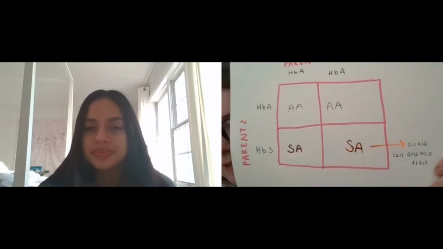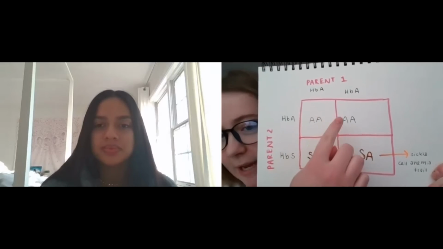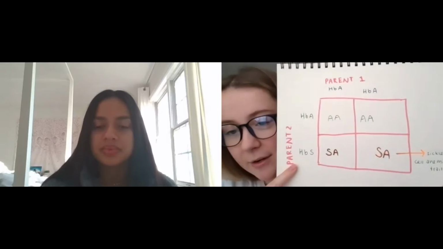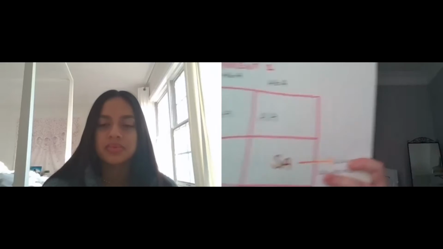I was surprised to see over 1/5 of the population had the HBSA genotype, overall proving how prevalent this trait is in this region. Just to give you an idea of how a heterozygous genotype works, we have an example here with a parent having HBA and HBA, and then one parent being heterozygous. The offspring has a 50% chance of also being heterozygous for the sickle cell anemia trait.